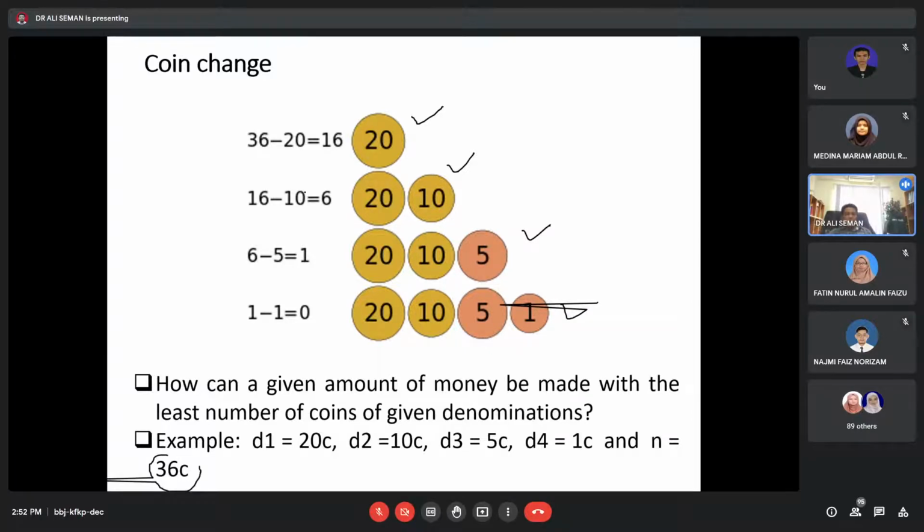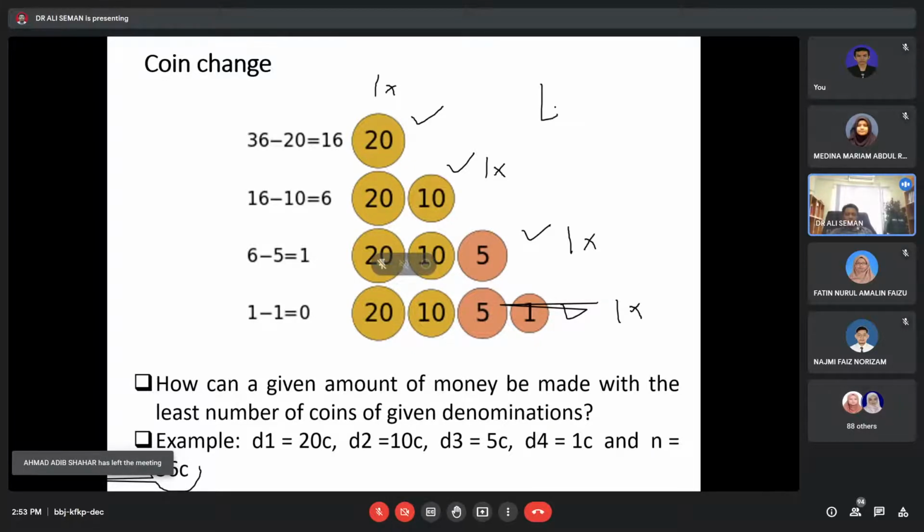So we start with the highest: 36 minus 20, remaining 16. Then we have only one coin of 20 cent. For the remainder, we may use a 10 here, the second highest. So we have one coin of 10 cent. After that, remaining 6 minus 5, because this is the second highest, one coin of denomination 5, and the remaining one is 1 here. So altogether is 4 coins, the least.